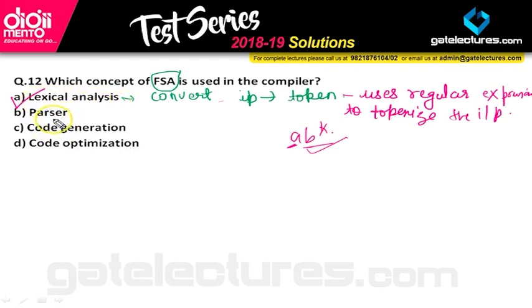You might well get confused about the parsers. Yes, we do use them, but we use context free grammars for that, not only the finite state automaton. It is actually more strict. Code generation and code optimization are clearly not the answer here. So A is the right answer, because lexical analysis converts the input into tokens and it uses regular expressions for that.